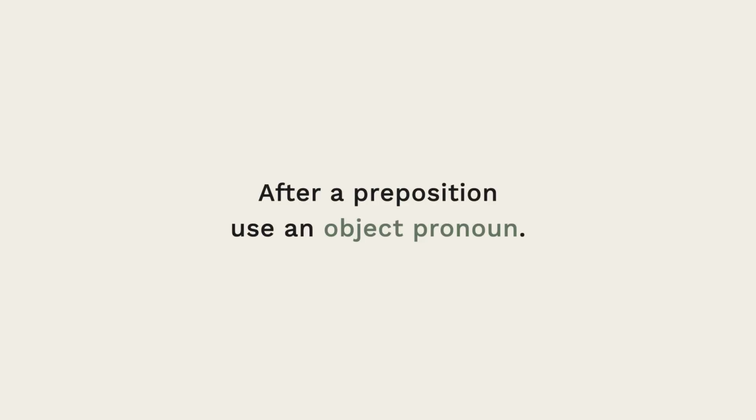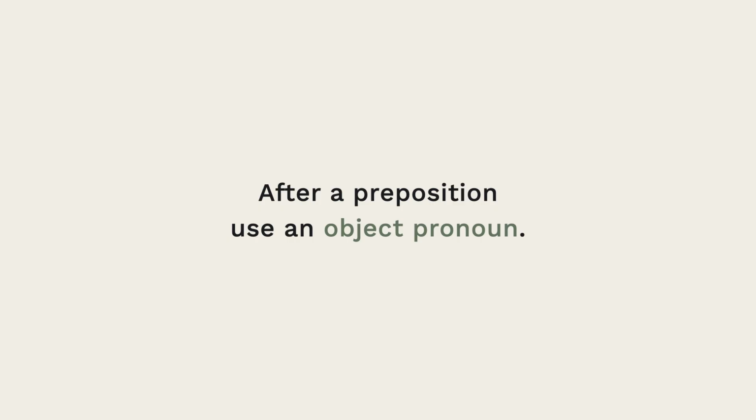Here's why. After a preposition like for, to, or with, English normally calls for an object pronoun. And in this sentence, the pronoun is functioning as part of the object, following the preposition for. So me is the more appropriate choice, not I.